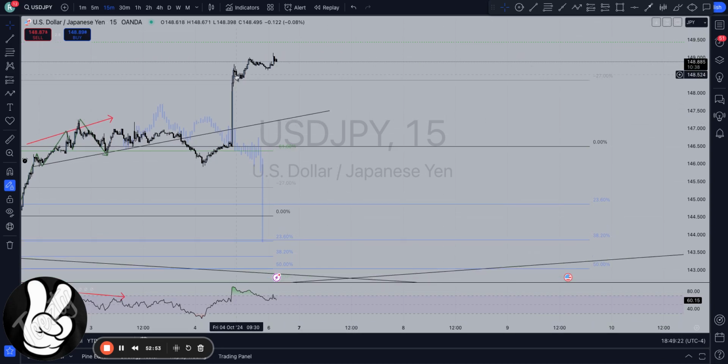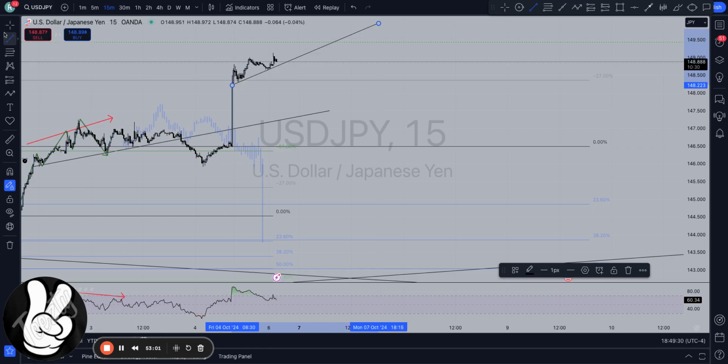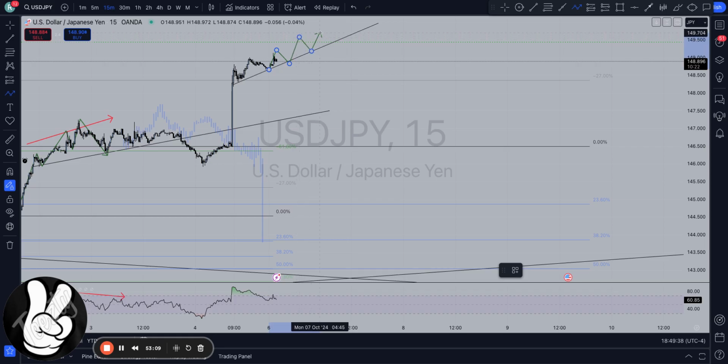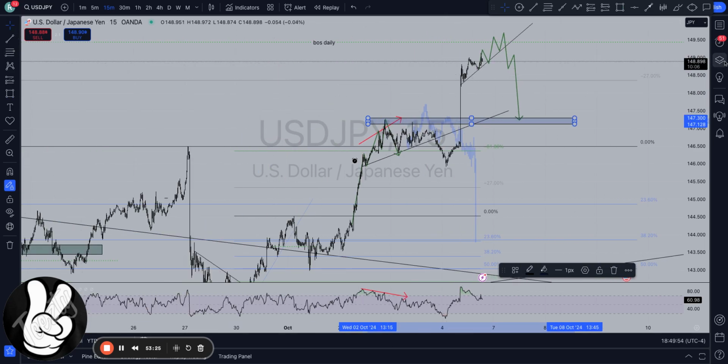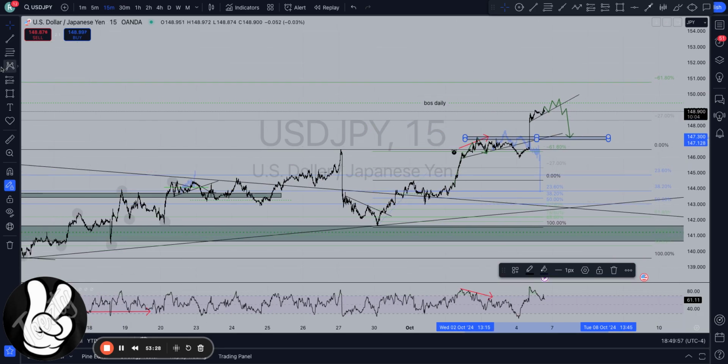So I want to see how far this diverges. We have this right here. I want to see if we break this daily structure right here and then come back to test these highs up here, and then have our continuation upwards to hit this negative 61.8%.